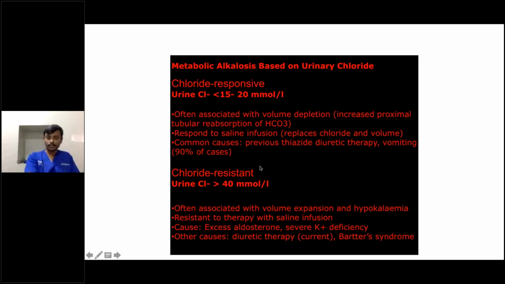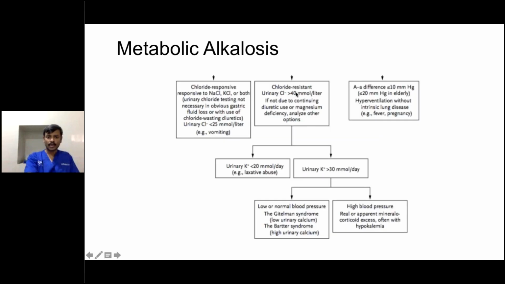If urine chloride is more than 40, that is chloride resistant metabolic alkalosis. Often there is also volume expansion, so it doesn't respond to fluid, and there will also be hypokalemia, resistant to therapy with saline. So the most common will be aldosterone excess, severe potassium deficiency, or Bartter syndrome. How to identify these syndromes? Look at urinary chloride, either chloride responsive or chloride resistant. Chloride responsive means most of the time it's dehydration due to fluid loss.